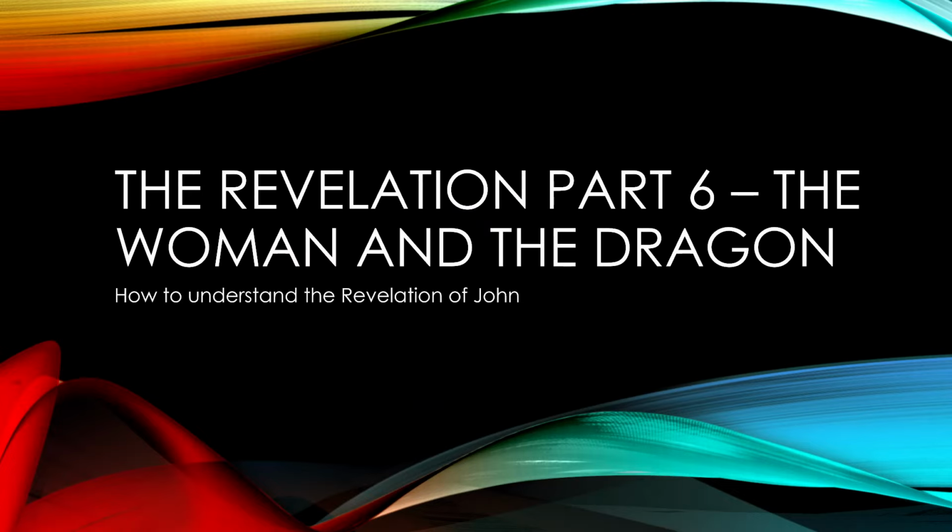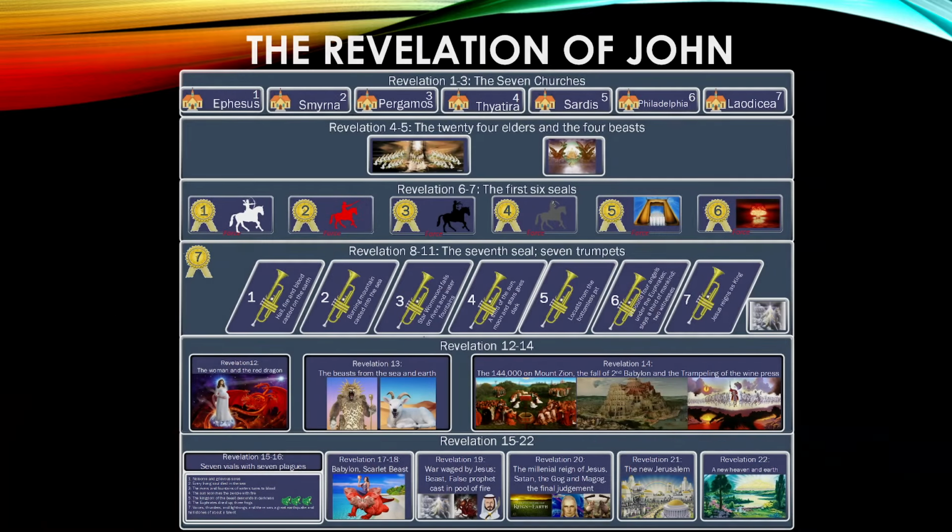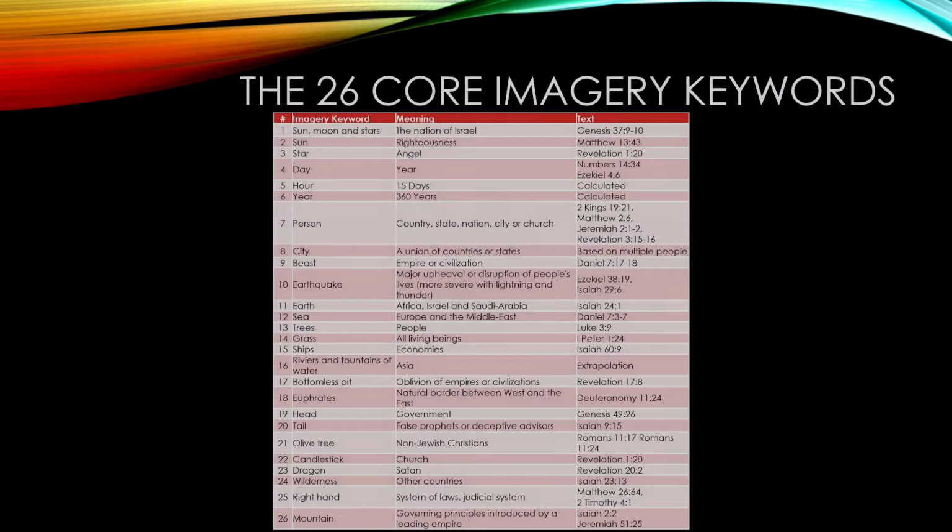Thank you for joining us for another episode in this series of studies of the book of the Revelation of John. In this episode, which is part 6, we will examine chapter 12, which will be about the woman and the dragon. We will use some of the 26 core imagery keywords, as fully explained in part 1. Please watch part 1, if you have not done so already.